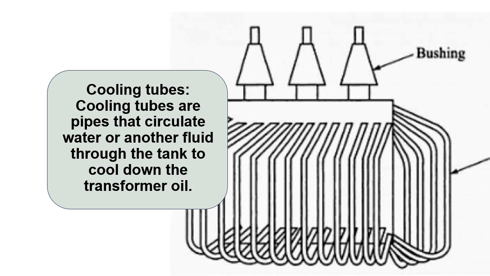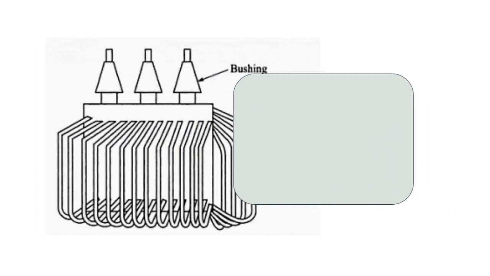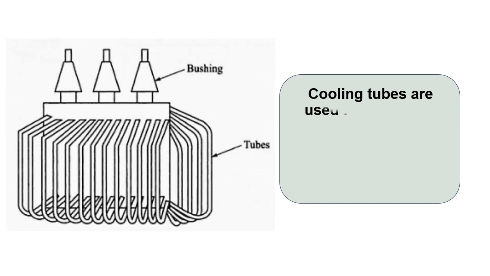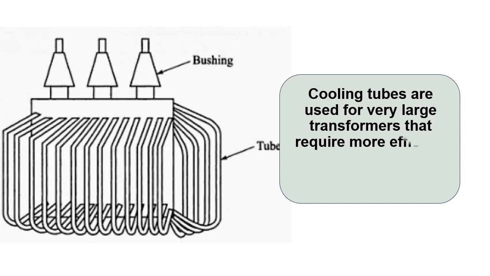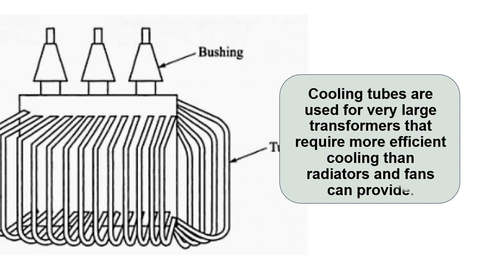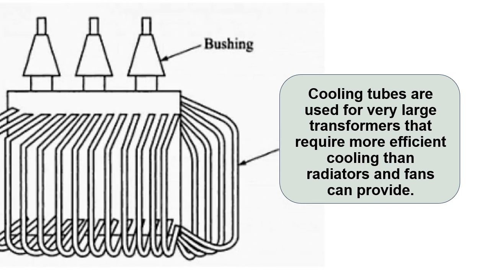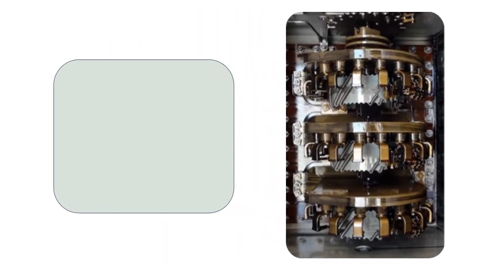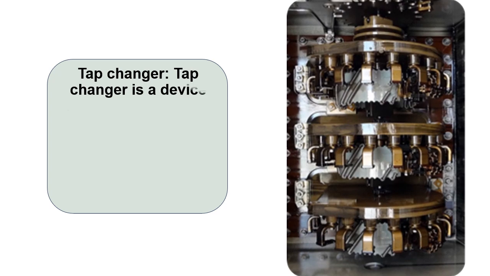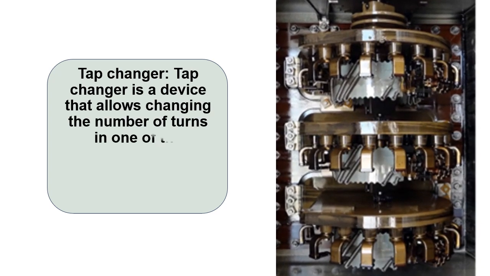Tap changer. Tap changer is a device that allows changing the number of turns in one of the windings to adjust the output voltage according to load variations. Tap changer can be manual or automatic depending on how frequently it needs to be operated.